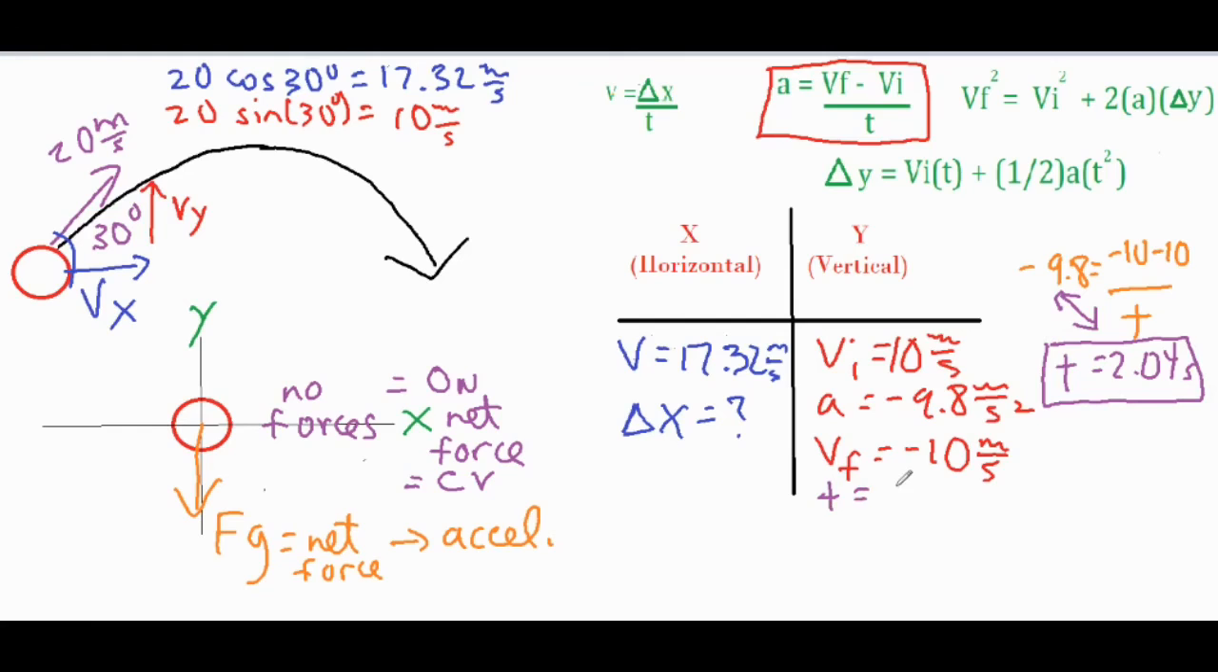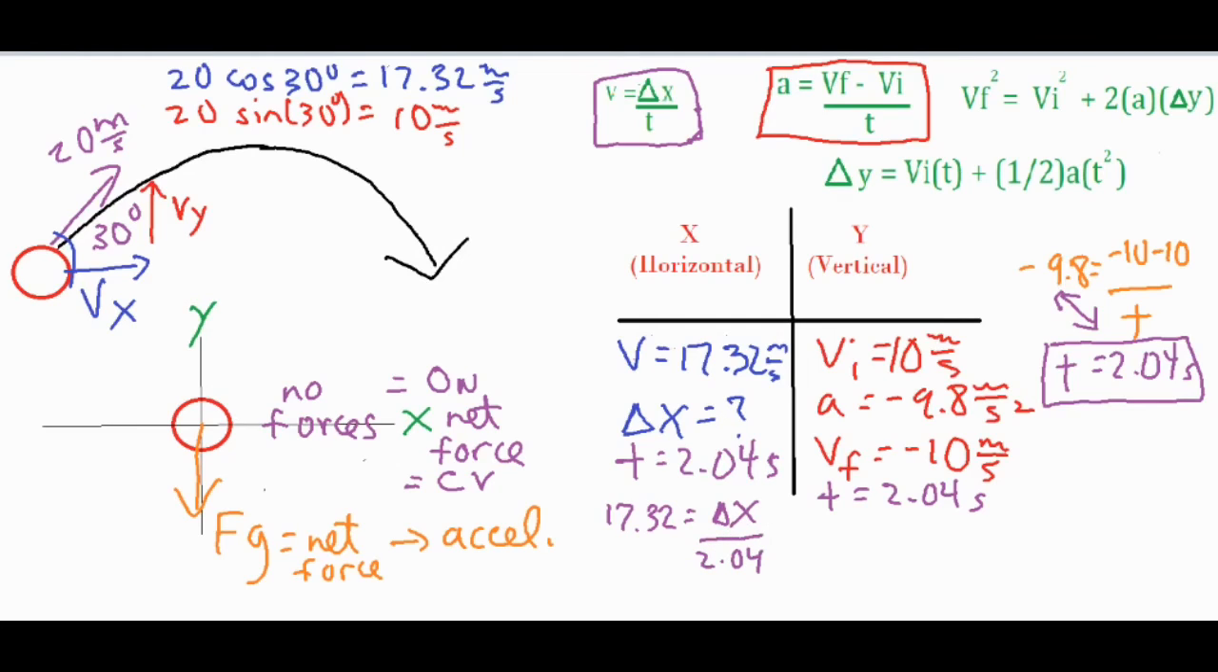Time is not a vector, so you could place that into this column, and you can put it into this column over here, which is helpful to us because if we're solving for something like a range or a delta x, then we're going to use our constant velocity formula. We're going to use our constant velocity formula right over here, and then solve for something like a delta x. So we know that the velocity, 17.32, equals delta x over t. And then we can take that 2.04 and cross it over here, which is basically multiplying both sides by 2.04. And then we get a delta x of 35.35 meters.